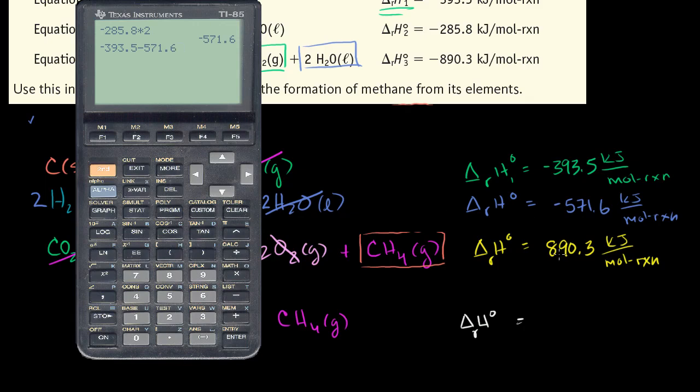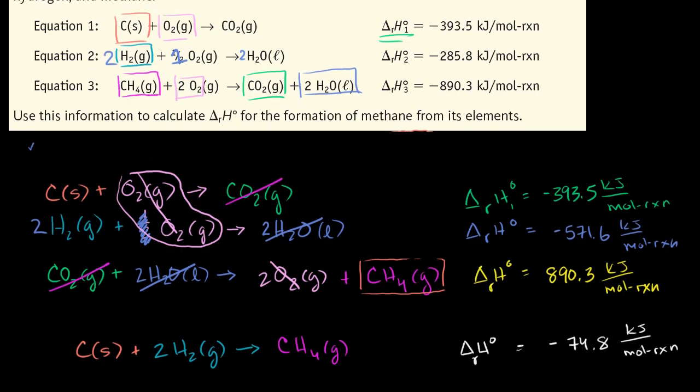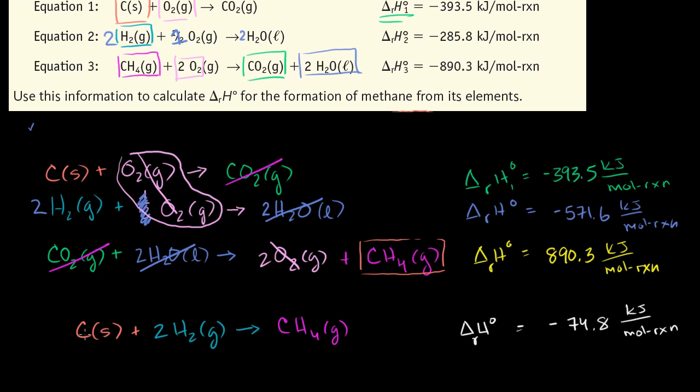And then we have the endothermic step, the reverse of that last combustion reaction. So plus 890.3 gives us negative 74.8 kilojoules for every mole of the reaction occurring. So there you go. We figured out the change in enthalpy, and it is reasonably exothermic. Nowhere near as exothermic as these combustion reactions right here, but it is going to release energy, and we're done.